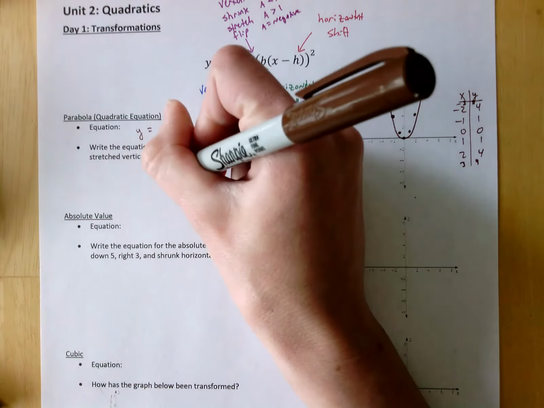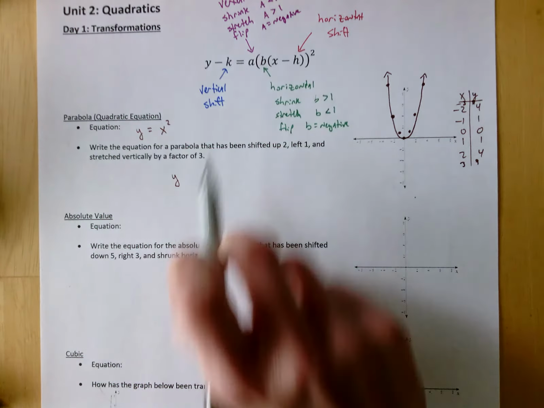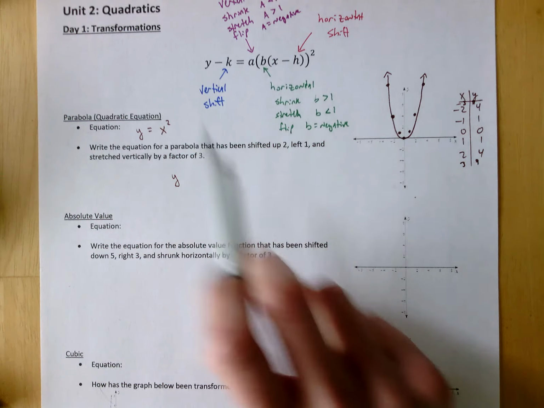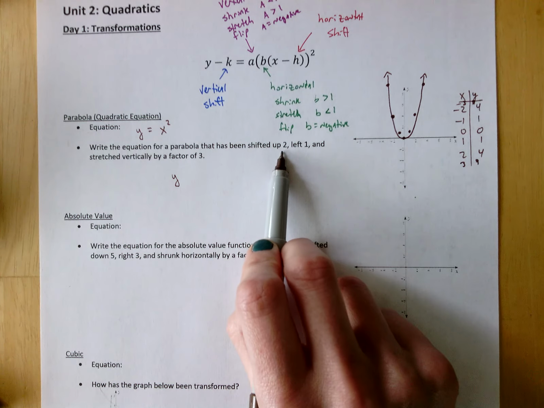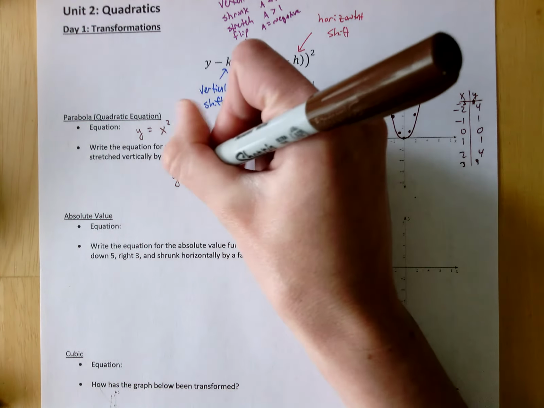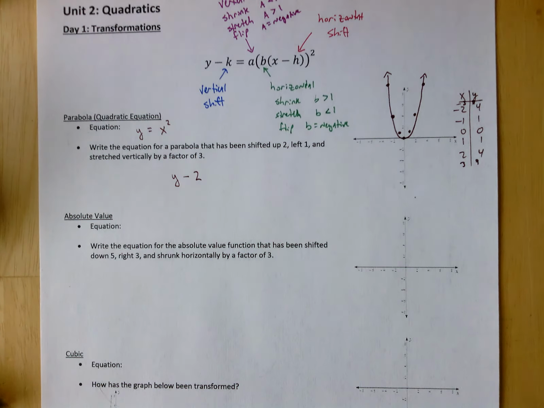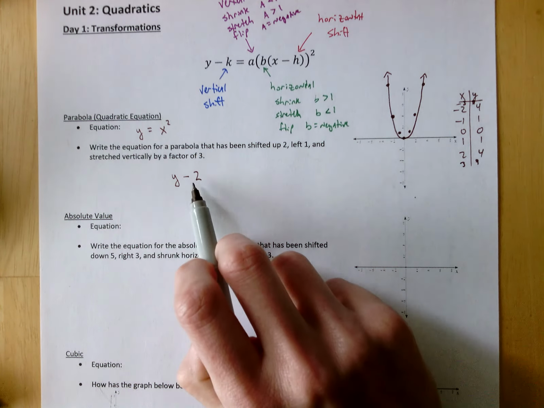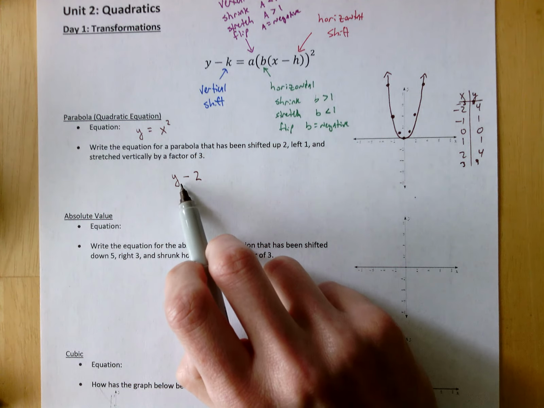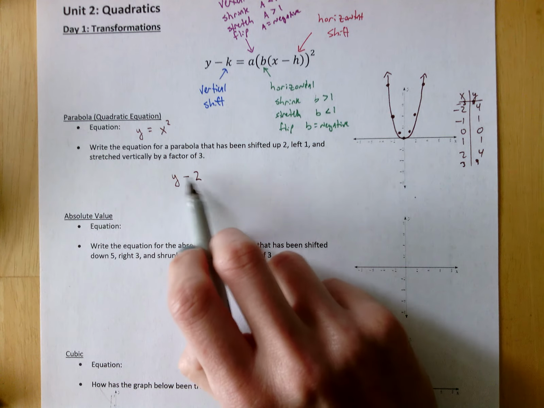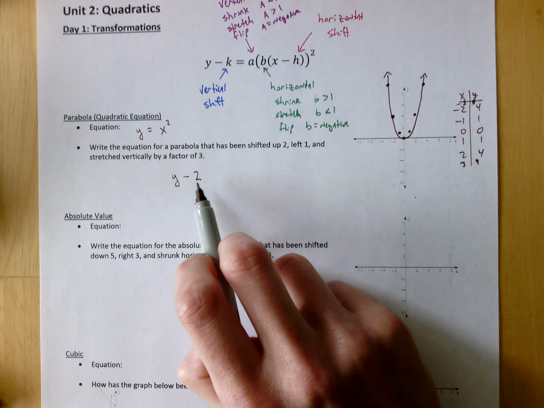All right, so let's plug some stuff in. So it's going to be y, and then I'm going to have my vertical shift. Well, it's been shifted up 2. So it's going to be y - 2. And again, this is where I was talking about that backwards thing. The minus sign is built in. So when you look at this, you might be tempted to think, oh, it says y - 2, it goes down 2.